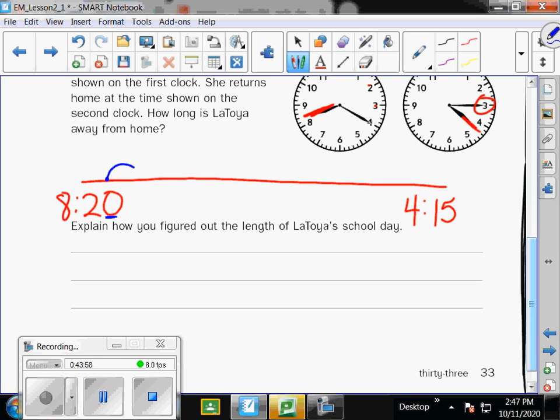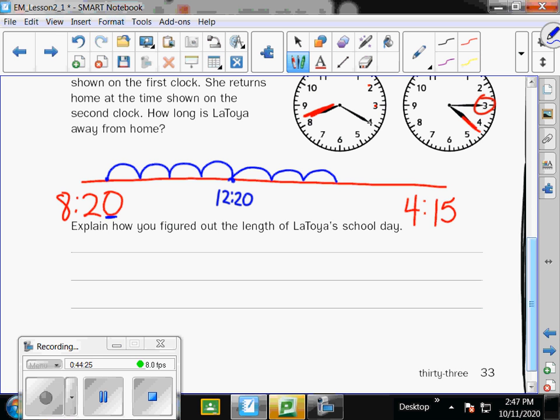8:20, 9:20, 10:20, 11:20, 12:20. I'm going to go ahead and stop right there just so that I don't get myself confused. I'm at 12:20. Now, guys, what comes after 12 on a clock? I just want to make sure that you know. 12:20, what comes next? 1:20, 2:20, 3:20. If I jump again, I'm at 4:20.